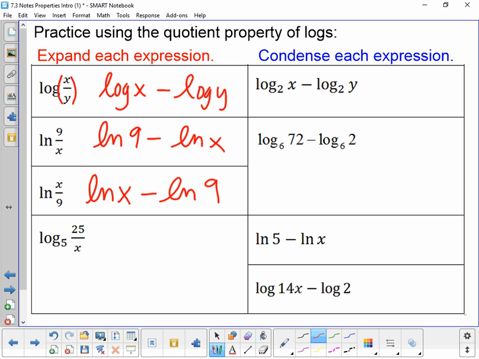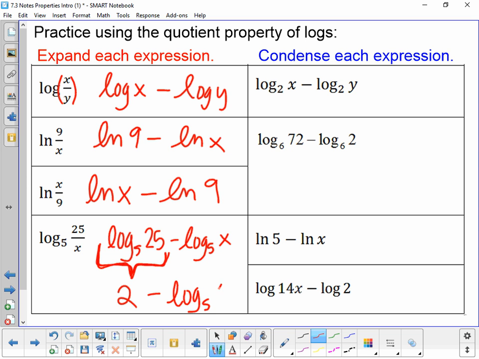And the last one in this column for expanding is the log base 5 of 25 over x. So we could expand that to a log base 5 of 25, and we're going to subtract log base 5 of x. And part of this we can simplify a little bit more. You should know that log base 5 of 25 is just a number. It's saying what power of 5 is 25, and that would be power 2. So this is like 2 minus the log base 5 of x.